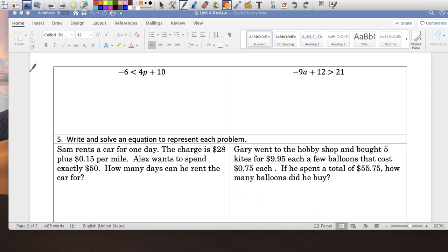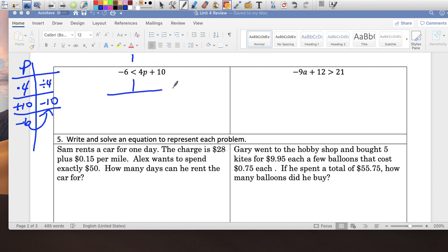Again, the variable is p, which is being multiplied by 4, and then 10 is added, with negative 6 on the other side. So we're going to do minus 10, and then divide by 4. First thing is minus 10 on both sides. These two go away, 4p comes down, and negative 6 and negative 10 becomes negative 16.